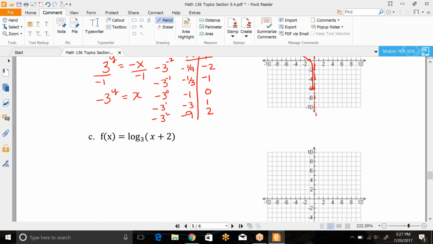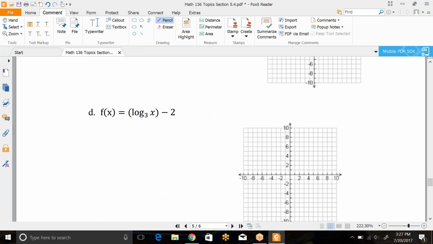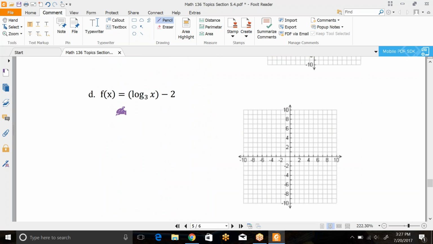Okay, we did C in class, so I'm going to focus on D. So f of x equals log base 3 of x and then -2. Notice the -2 is after the log. So before you can do your spiraling, which is what we like to do to convert this to exponential, you have to move that -2 over to the other side. You want the log to be isolated.